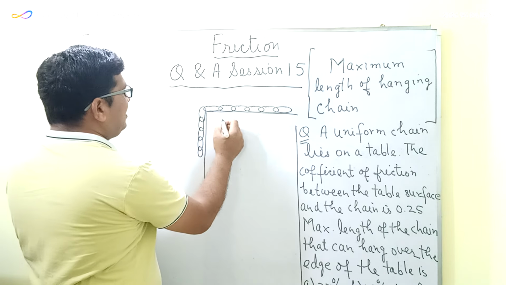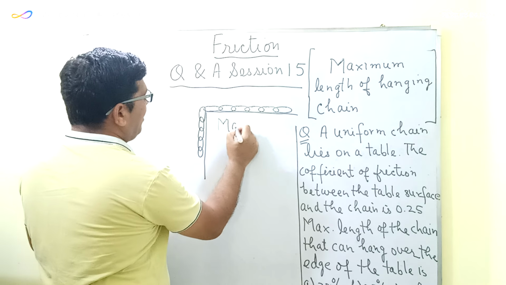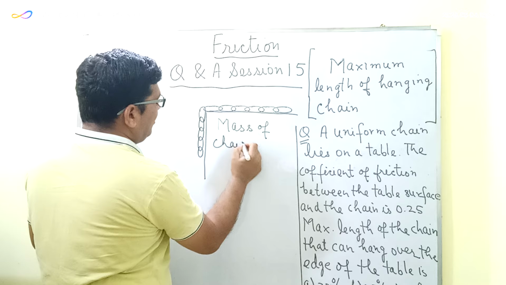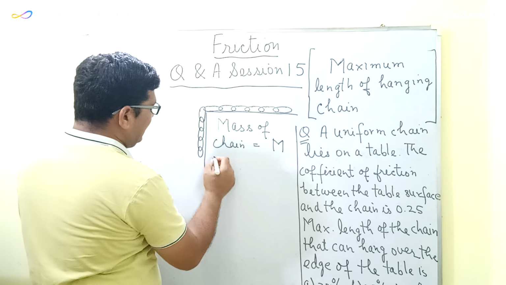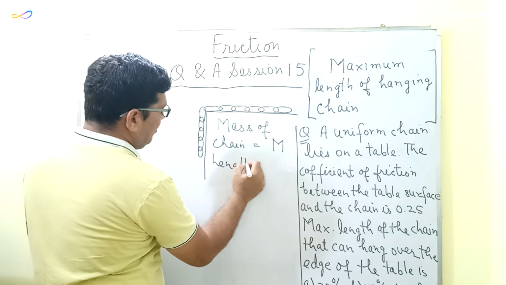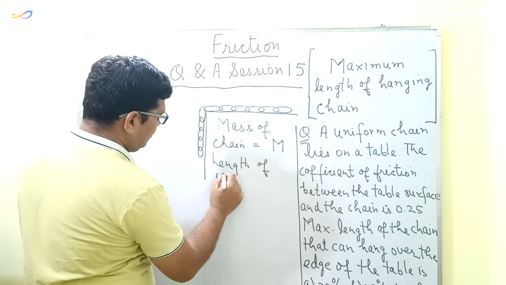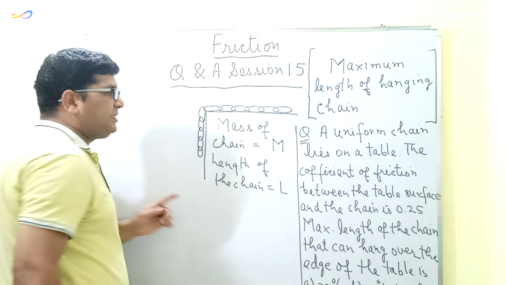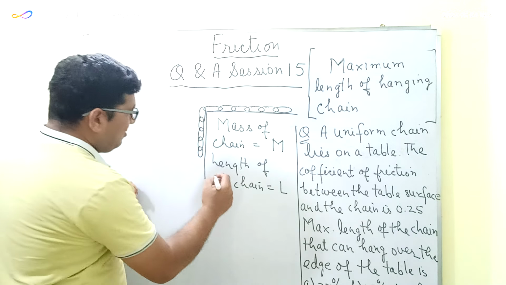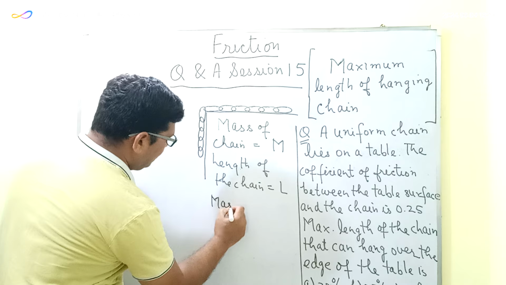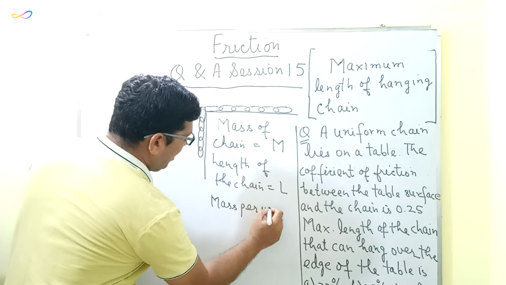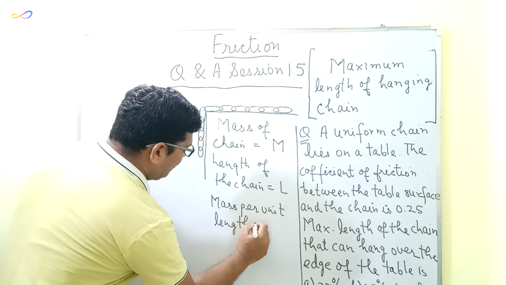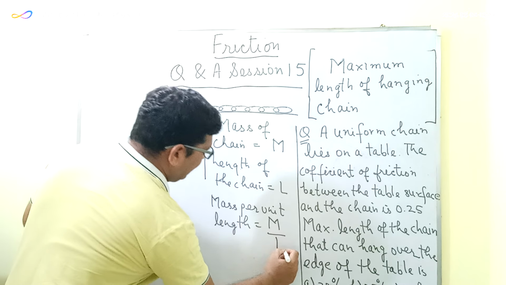In this question, let us consider the mass of the chain as capital M, and let us consider the length of the chain as capital L. Now since it is a uniform chain, the mass per unit length will be equal to M divided by L.